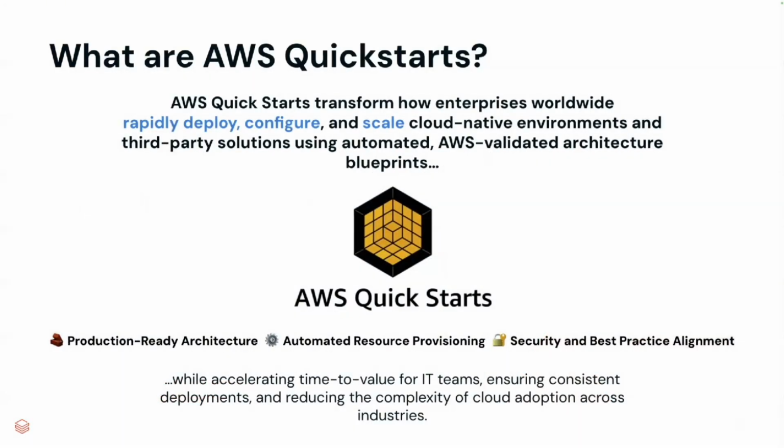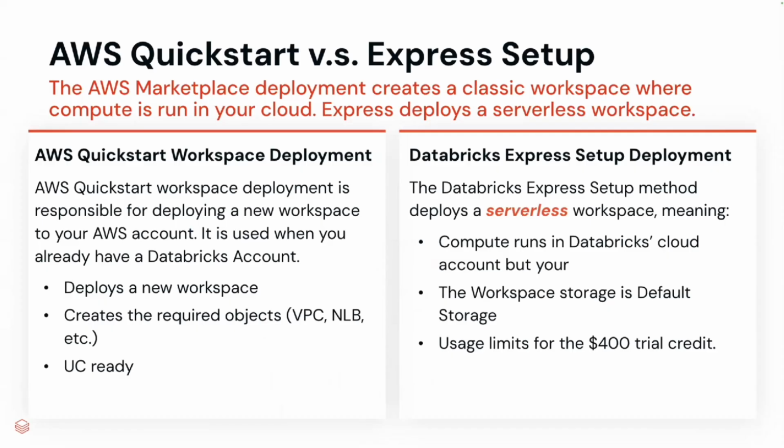So, what are AWS Quick Starts? AWS Quick Starts transform how enterprises worldwide rapidly deploy, configure, and scale cloud-native environments and third-party solutions using automated AWS-validated architecture blueprints. To say that another way, they're blueprints that you can deploy that simplify the deployment and configuration of services, third-party integrations, etc. Today, we'll be walking through the Databricks AWS Quick Start.